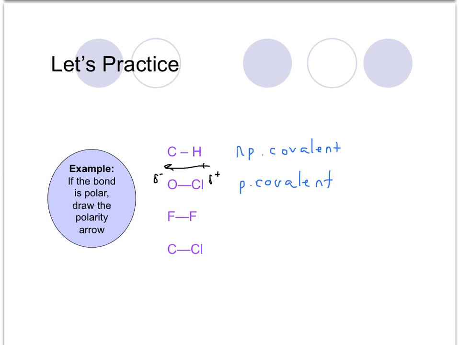All right, the next one is F-F, the fluorine bond. There are two identical nonmetals, so they must be nonpolar covalent, and thus they will have no dipole. And the last one is carbon and chlorine, and that is definitely polar. Chlorine is more electronegative, so we will draw the dipole in the direction of the chlorine, keeping in mind that carbon is losing those electrons and chlorine is gaining those electrons.